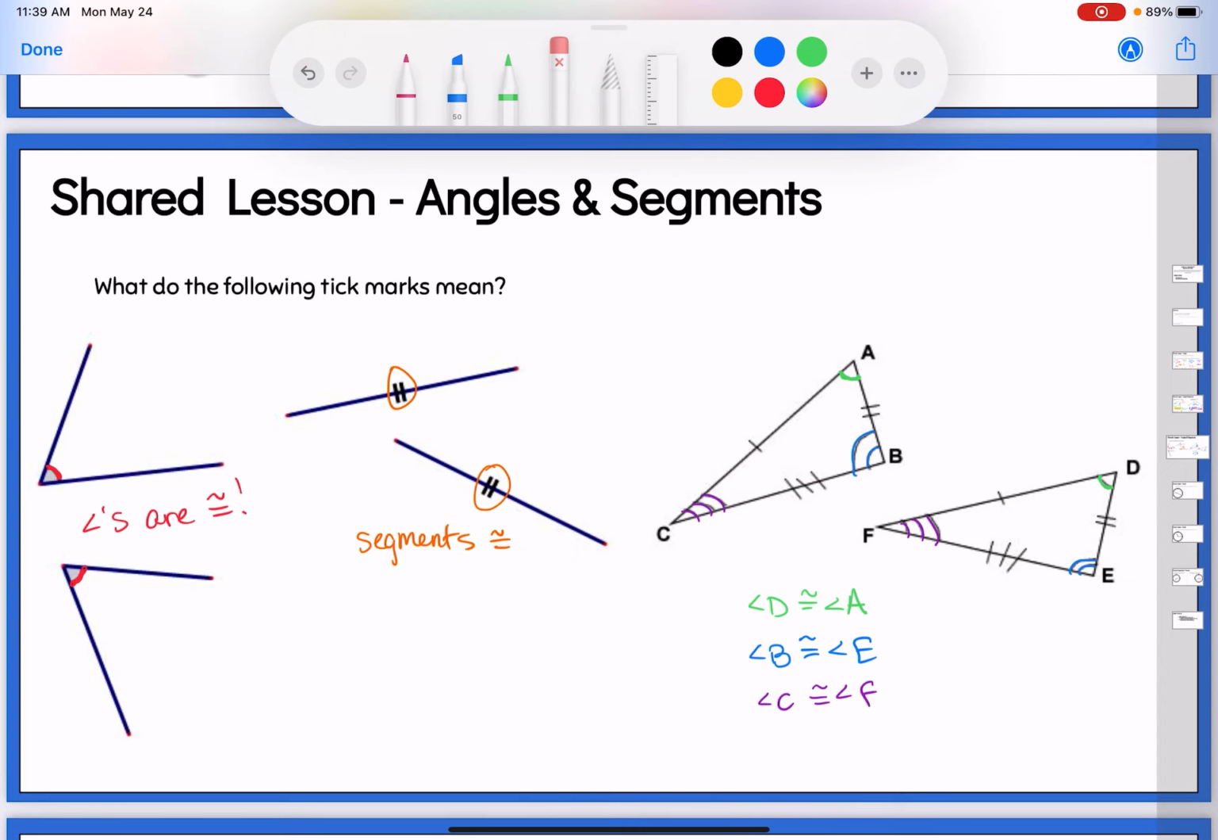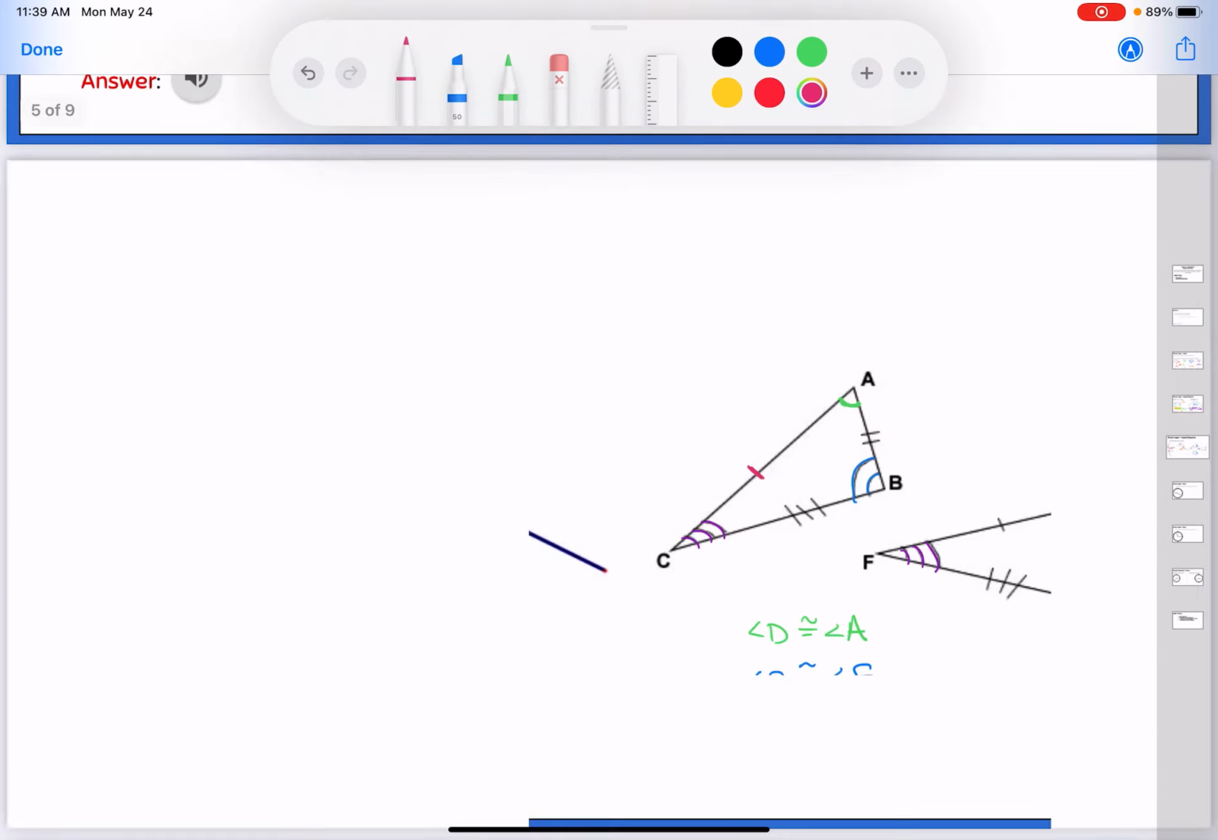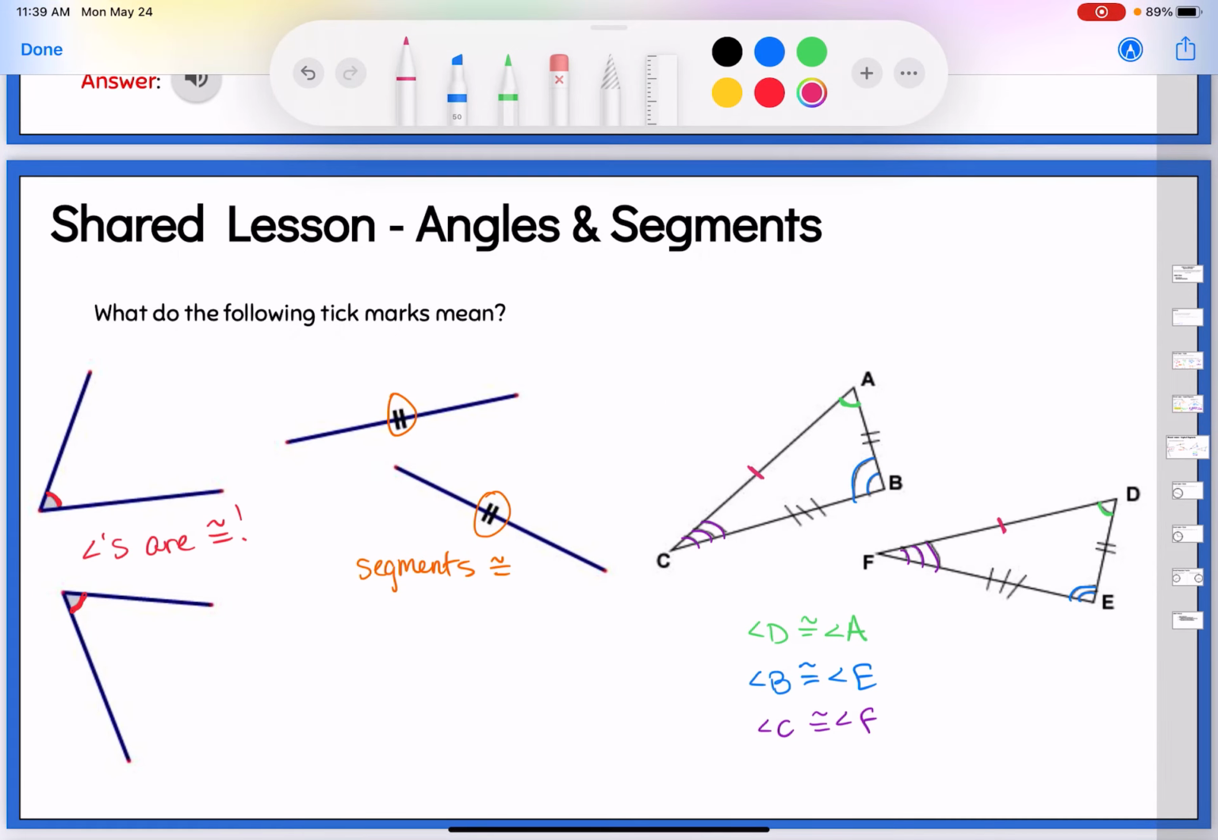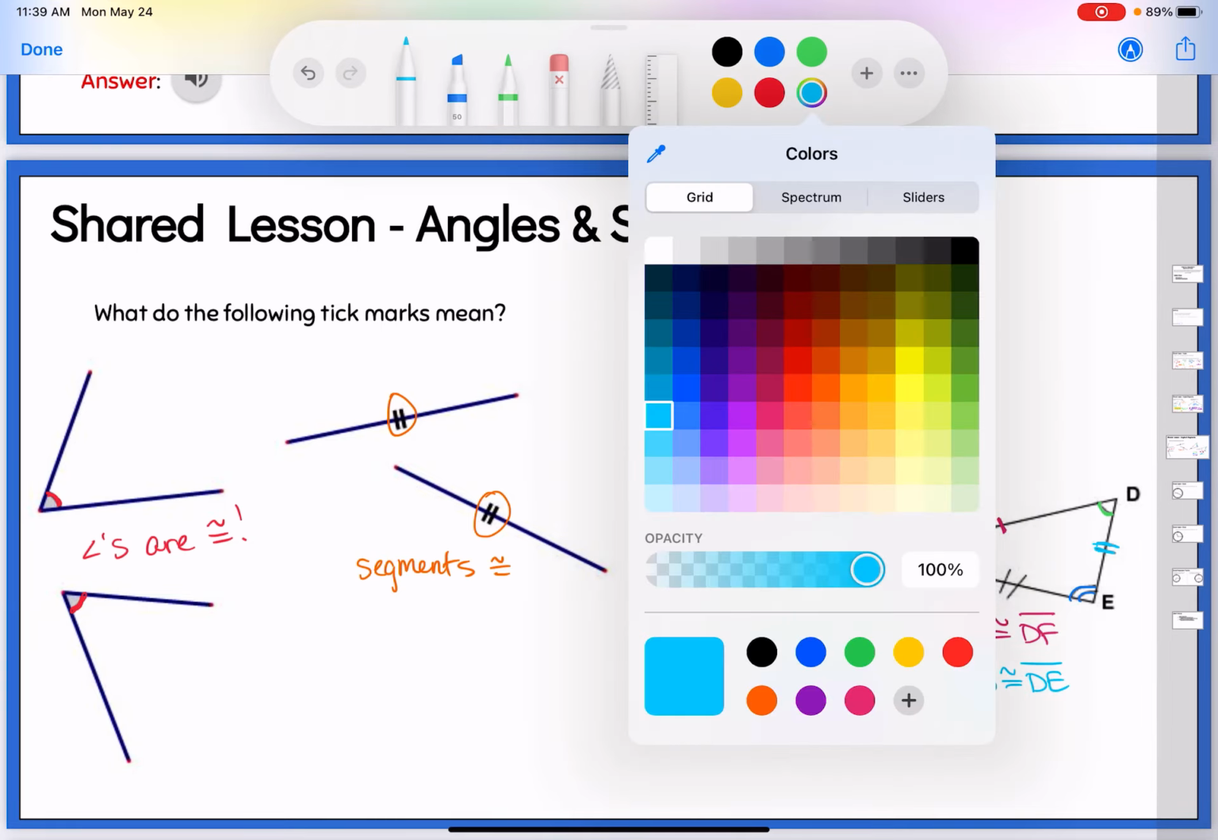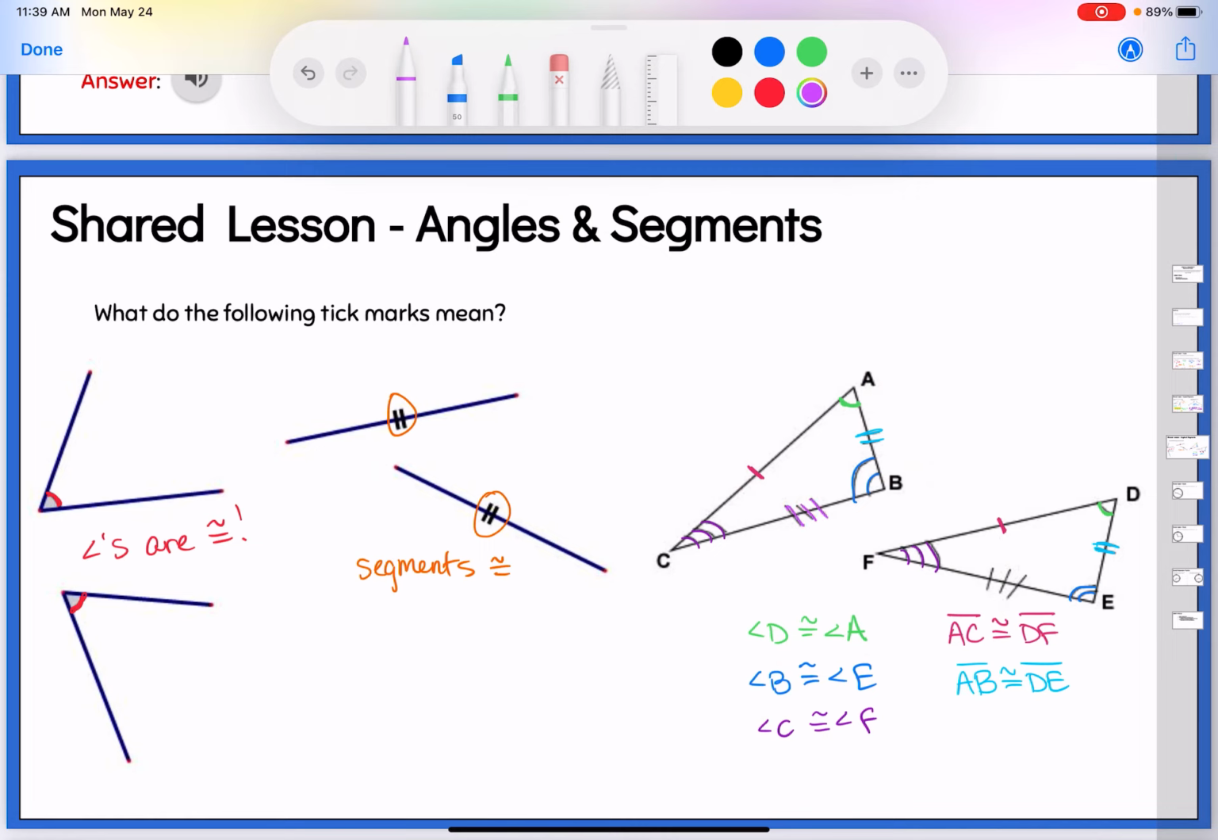So if I see here this segment AC has 1 dash, and segment DF is also 1 dash. So that's telling me that segment AC is congruent to segment DF. Notice how I'm using those segment symbols and the congruent symbol. That's kind of the idea here, okay? I see 2 dashes on segment AB, 2 dashes on segment DE, so that means that segment AB is congruent to DE. And then finally, I see 3 dashes down here, BC or CB and FE. So segment CB is congruent to segment FE.